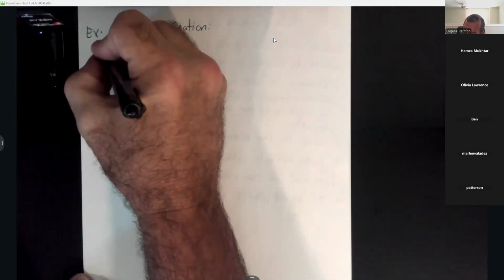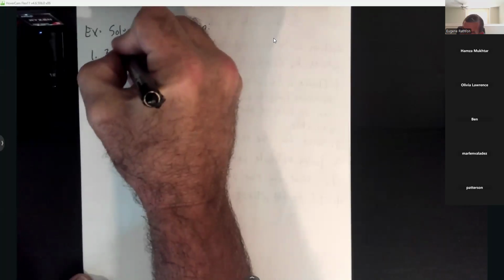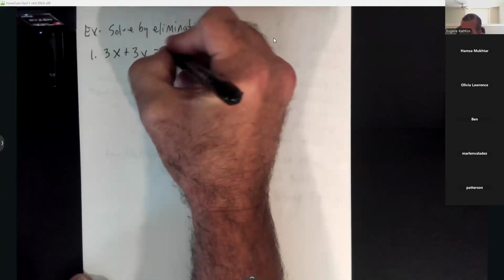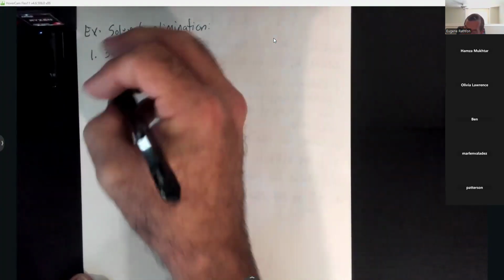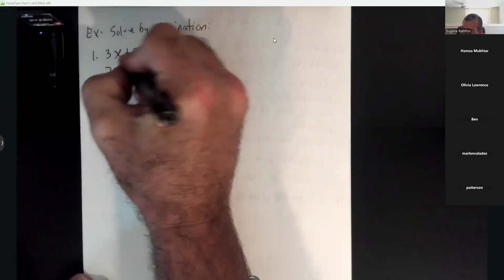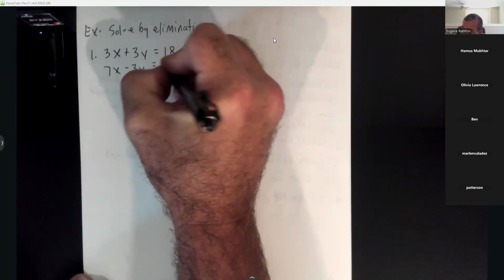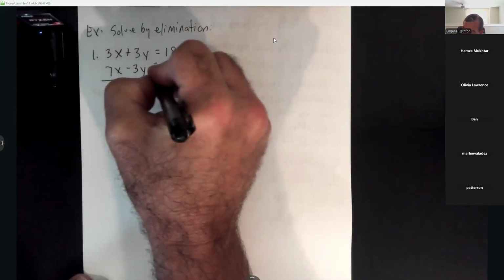All right, so they're going to start out sort of basic and then they get more difficult as we go on. So for this first one, I got 3x plus 3y equals 18. Then I got 7x minus 3y equals negative 28. So those are my two equations. And y'all, this one's pretty straightforward as to the variable that I'm going to eliminate.